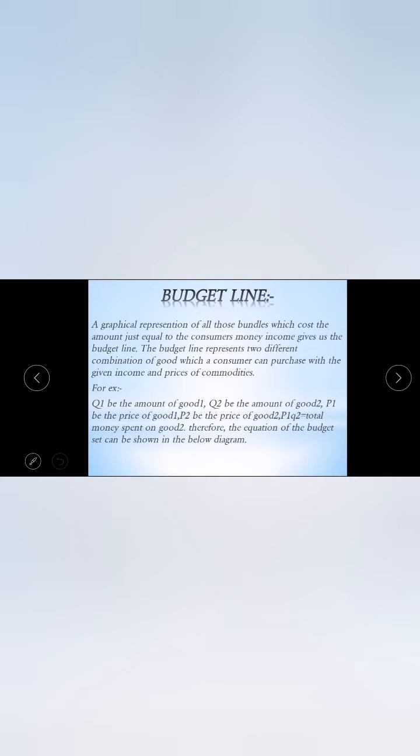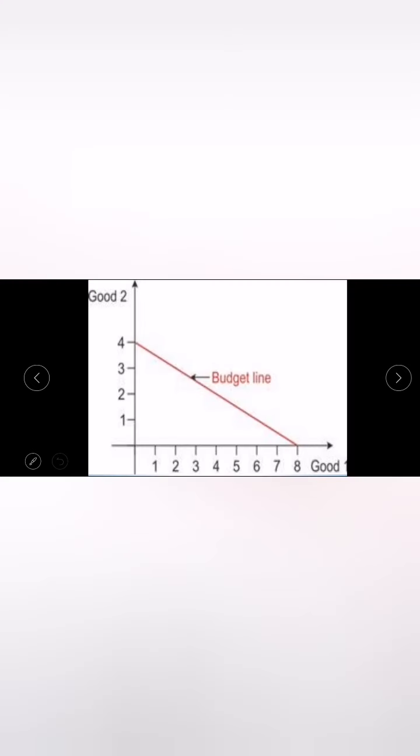Here we have another example. Q1 is the amount of good 1, Q2 is the amount of good 2, P1 is the price of good 1, P2 is the price of good 2, and P2 Q2 is equal to the total money spent on good 2. Therefore, the equation of the budget set can be shown in the below diagram. This is the diagram of the budget line. See, here you can see the budget line. These are the two goods which can be purchased with given income and price.